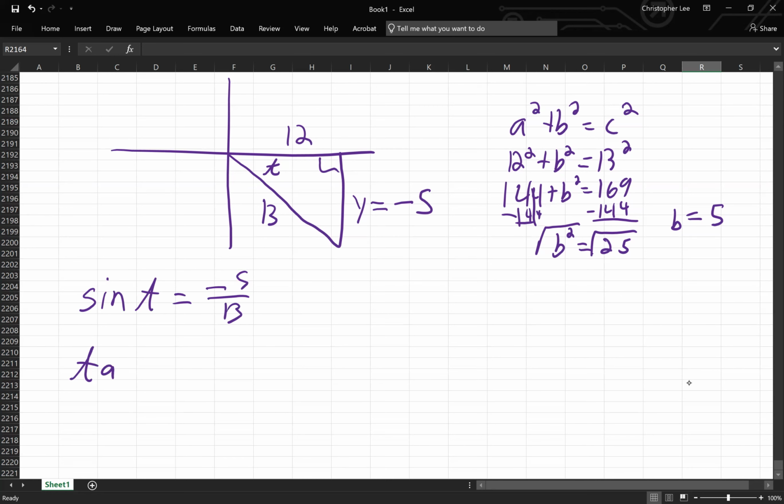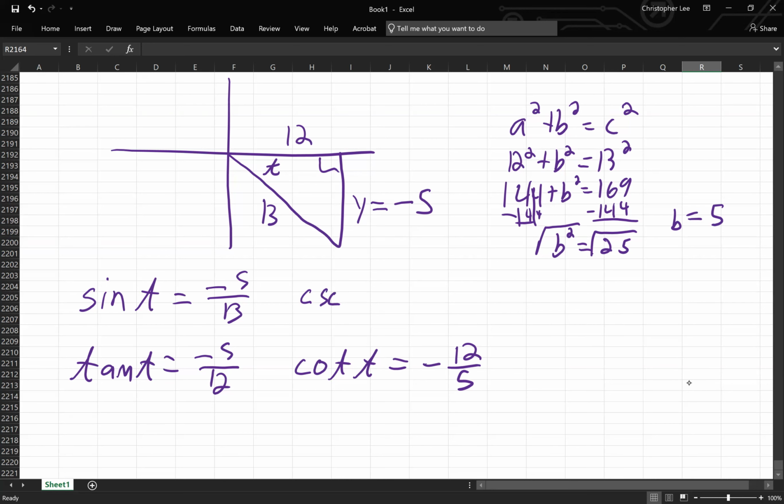They said they wanted tan. I got you. Tan. What's tan? Opposite over adjacent, right? So what's that? -5 over 12. Done. Right? They said they want cotangent. No problem, right? Cotangent of t, right? Just flip the tan. Keep it simple. -12 over 5. Done.